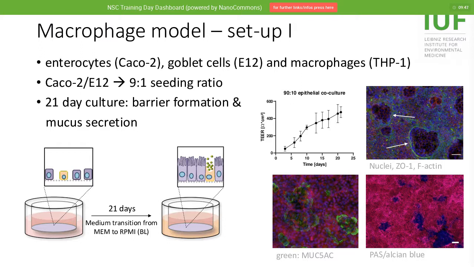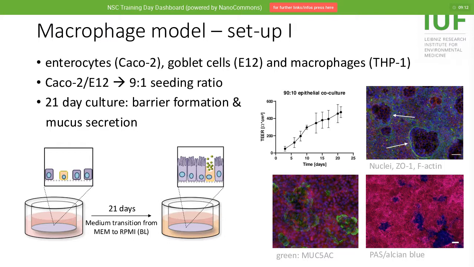What is happening over these 21 days, you can see in the graph to the right of the scheme. The barrier integrity is continuously increasing, which leads to an increase in barrier resistance, here measured as transepithelial electrical resistance. What we also see is that a very dense cell layer is formed where you can still identify the E12 cells within the majority of the enterocytes, the majority of the CACO2 cells, which are these larger islands formed in the image to the right of the graph.